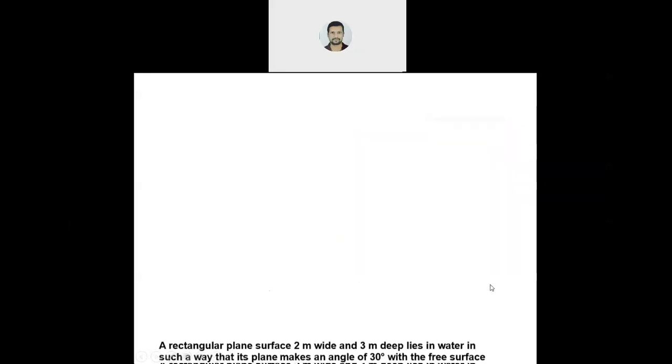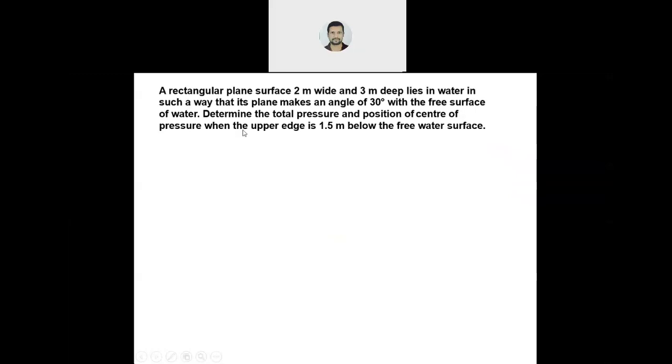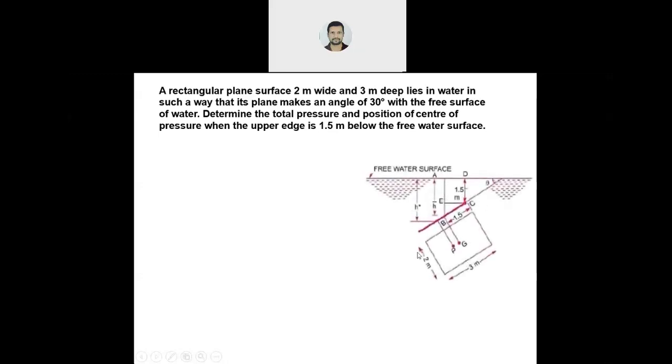Okay. Now, a question based on this. Same question, only it is inclined at an angle of 30 degrees. And one more thing: previously it was 2.5 meter below the free surface. Now it is 1.5 meter below the free surface. Only the things are changed. The angle of inclination of 30 degrees is added, and the distance from the free surface is changed. Previously it was 2.5, now it is 1.5. So this is the figure. See this figure carefully.